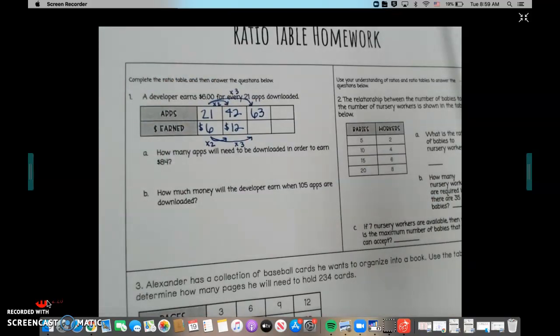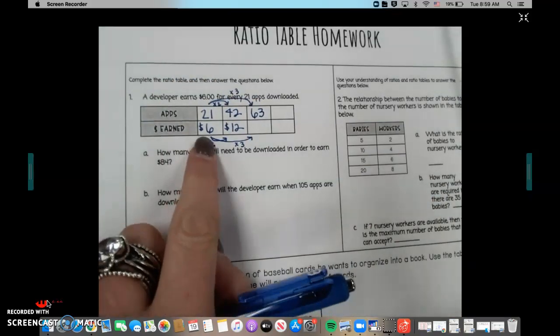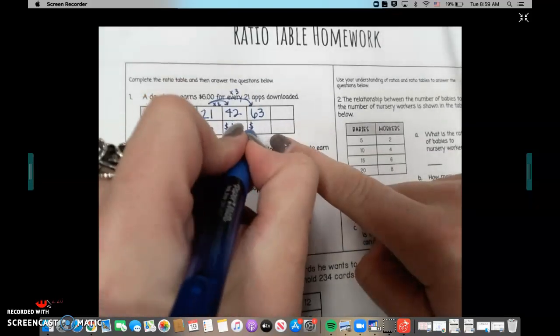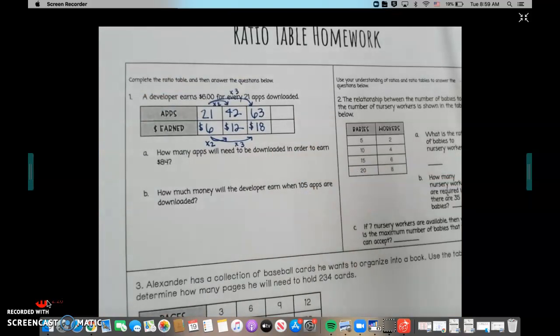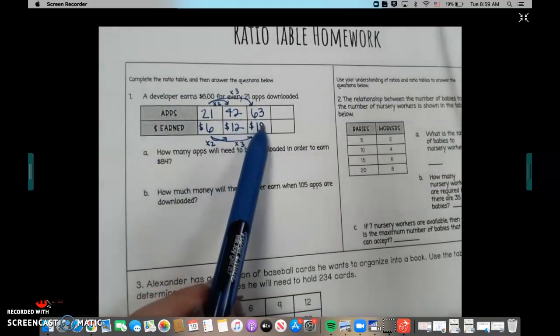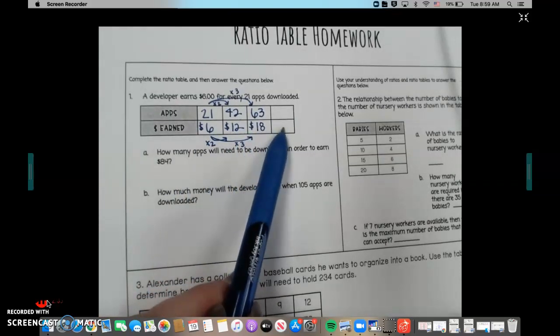And we have to do the same thing to the bottom. So go back to your original ratio. 6 times 3 is 18. So far we've used our original ratio to multiply by 2. Then we multiplied by 3. So guess what we're doing on the last one? Multiply by 4. You guys are too good.